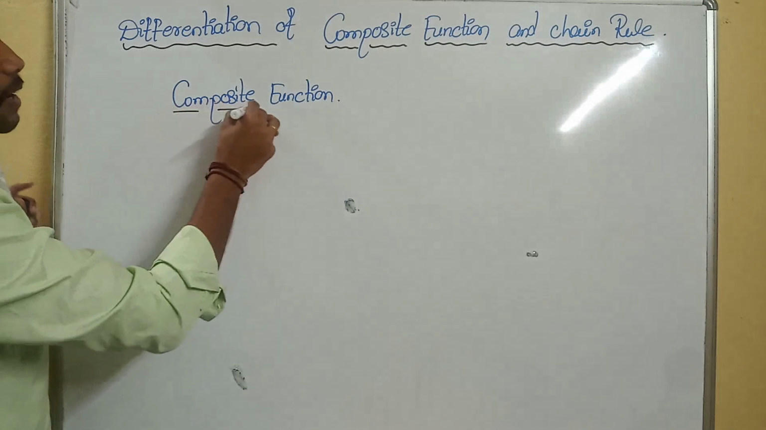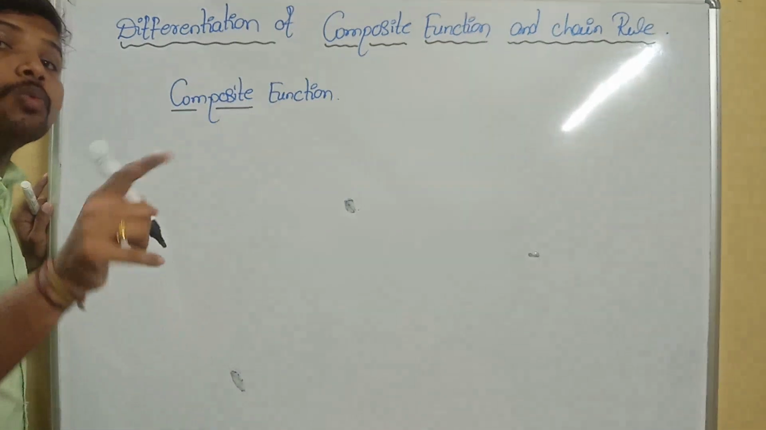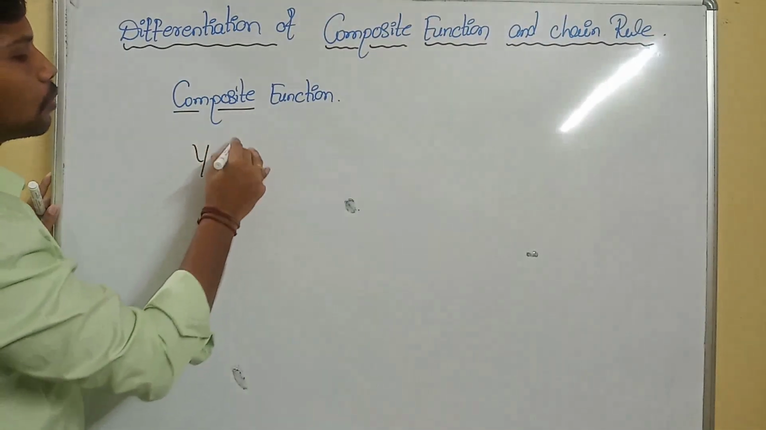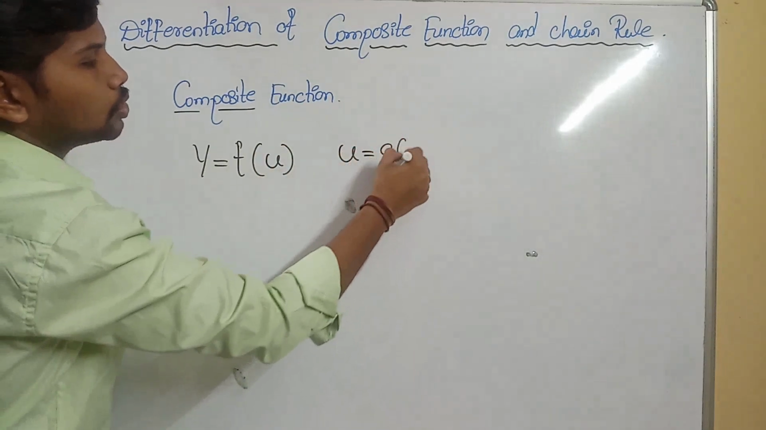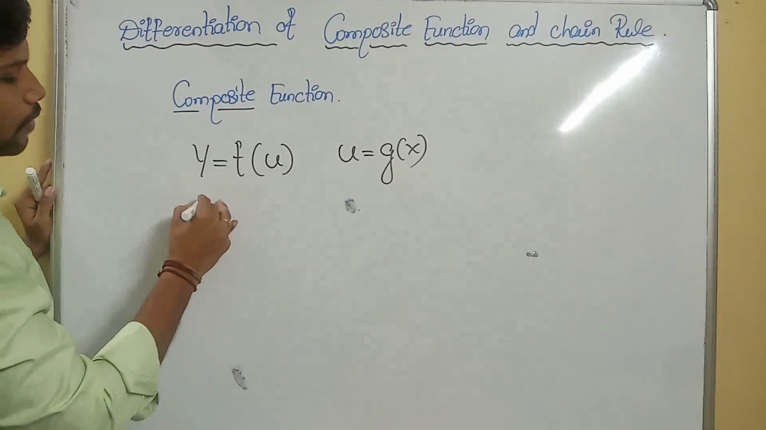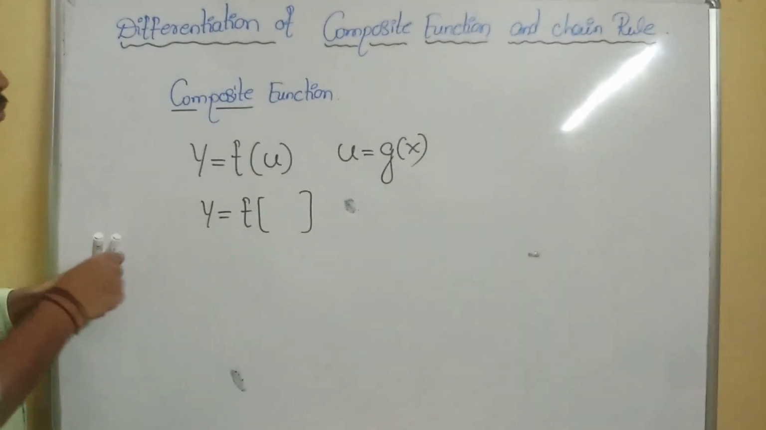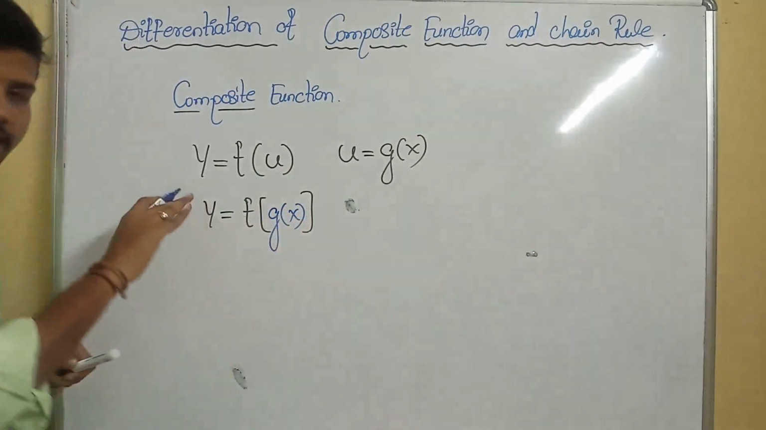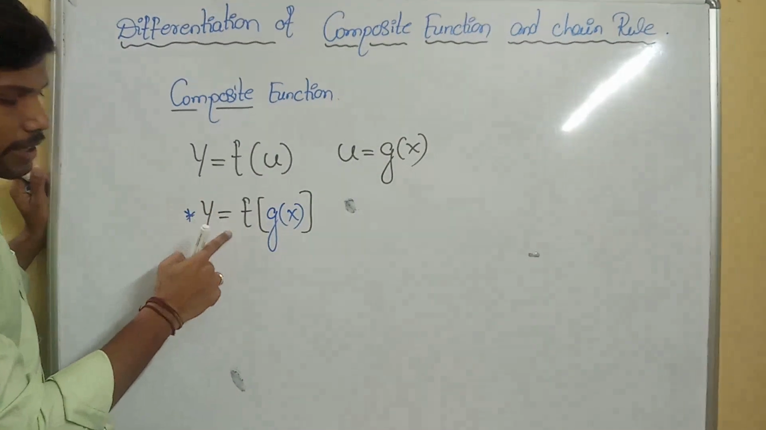The meaning of composite is, in one function another function is defined, like this: y is equal to f of u. What is u? u is equal to g of x. Getting my point clearly? Finally we can write this as f of, what is u now? It is g of x. In a simple manner, this is the main function that is given.